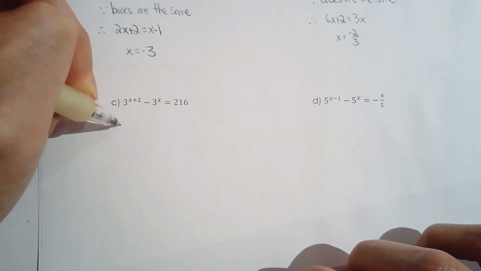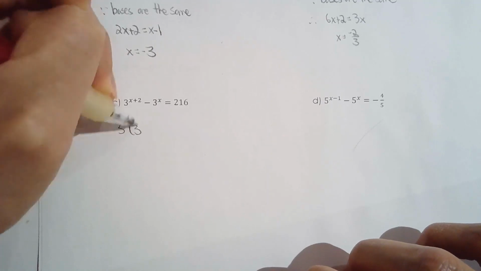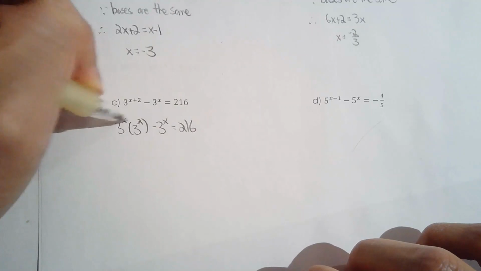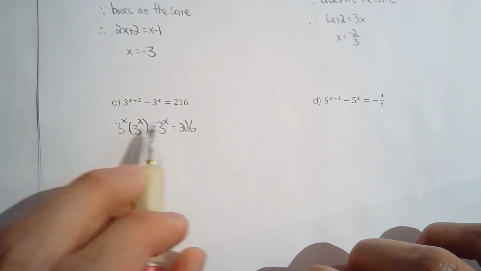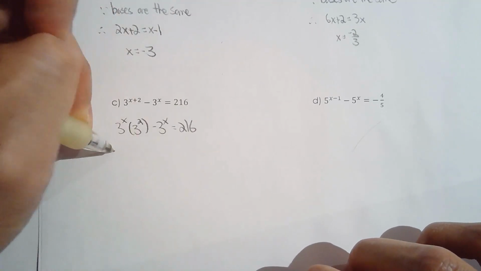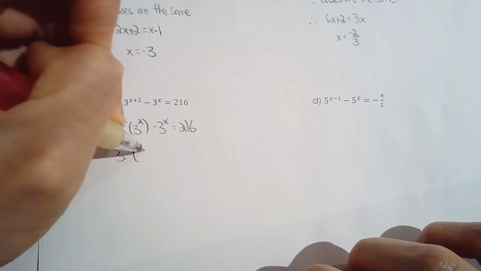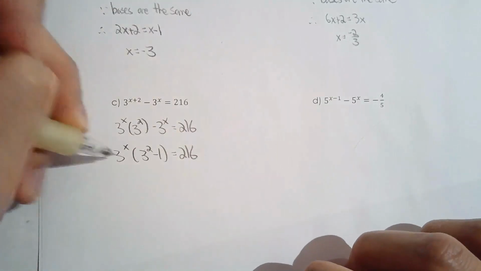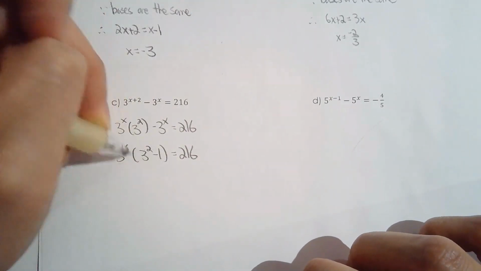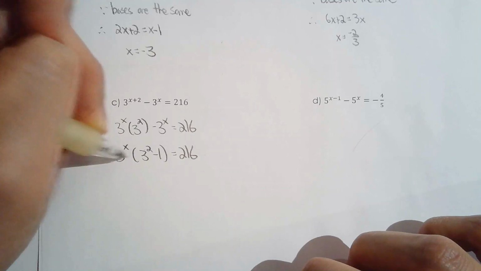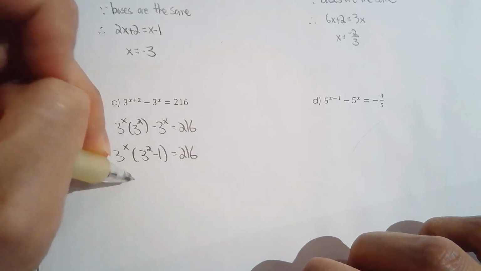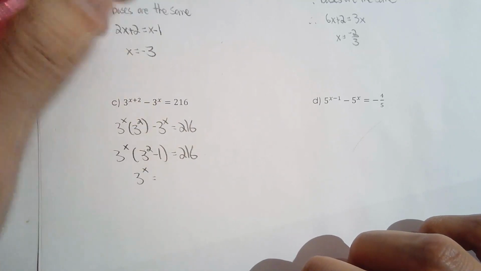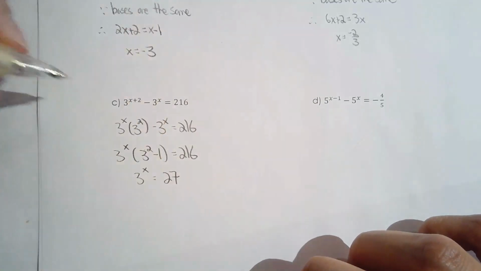So 3 to the power of x plus 2 is 3 to the x times 3 squared. Now why would you want to do that? I want to express it as a product of two powers because 3 to the x now becomes a common factor. I'll write 3 squared. Now you can see it's much easier to solve for x. So 3 squared minus 1 is 8, and 216 over 8 is 27.